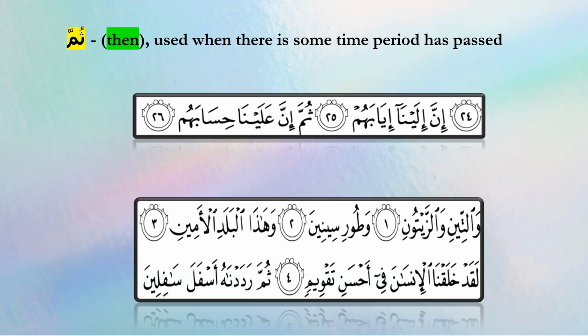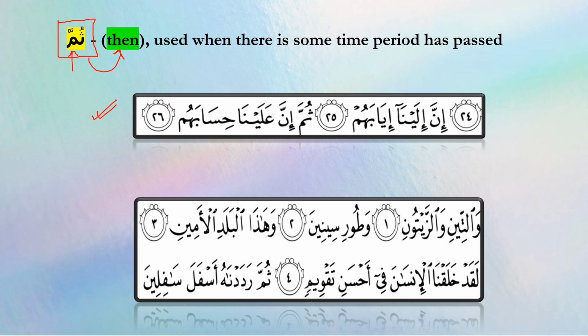Thumma is another harf atf, with the letter tha with a dhamma and meem shadda with fatha, and it is literally translated as 'then' in English. It is used when there is a small time period between the two actions, so it will be much better understood through examples in the Quran.